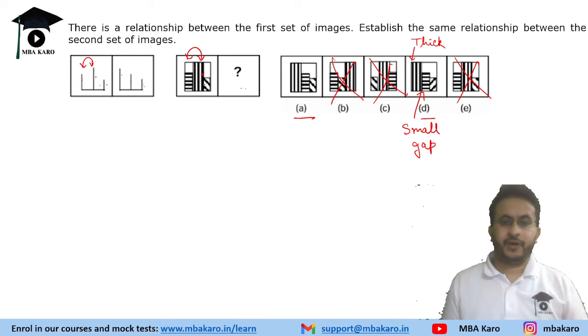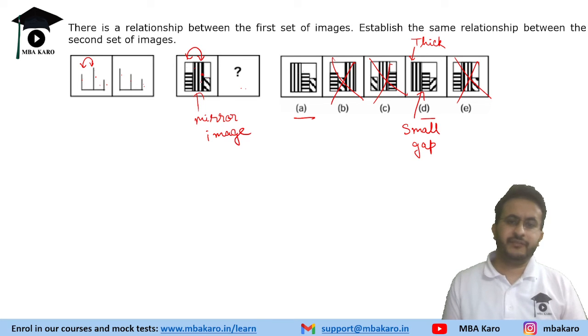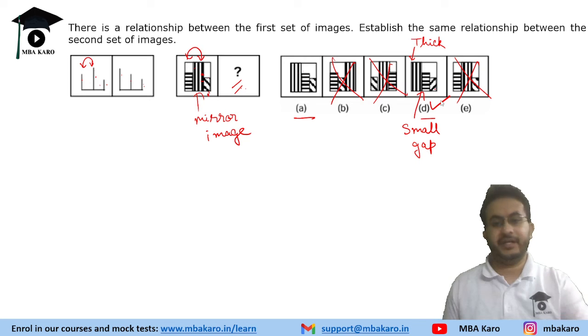Now if you apply that logic, the thick line was on the right hand side, and this is on the left hand side. So what is happening, we are getting a mirror image of it. Mirror image, because the thick line was on the right hand side, now it is on the left hand side. Similarly, if you take the mirror image of this portion, the line will appear like this, and the line is also appearing like this. So the answer is option D.